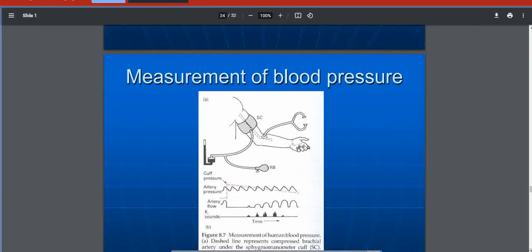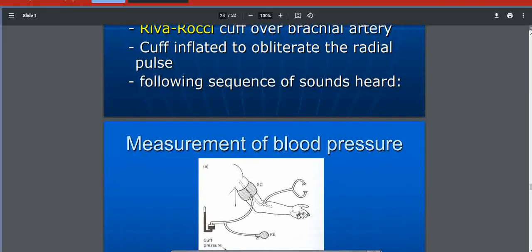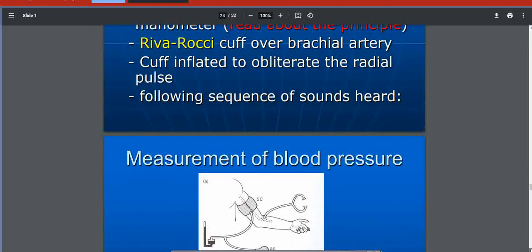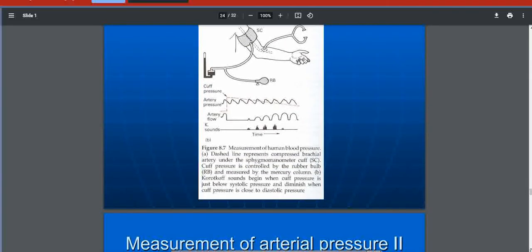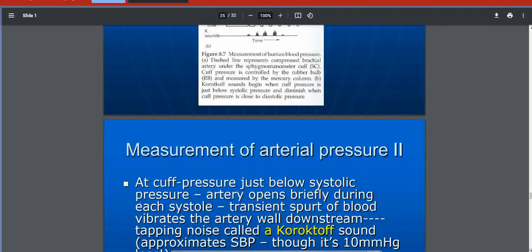So this is an example of what I was telling you: the Riva-Rocci. You can see we have an inflatable balloon, then we use that one for measurement of blood pressure, compressing the brachial artery under the sphygmomanometer cuff. The cuff pressure is controlled by the rubber bulb and measured by the mercury column. Then we have what we call the Korotkoff sounds, which begin when the cuff pressure is just below the systolic pressure, and disappear when the cuff pressure is close to the diastolic pressure. So where it starts, that is systolic. Where it disappears, that is diastolic.